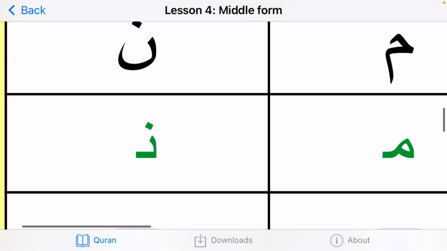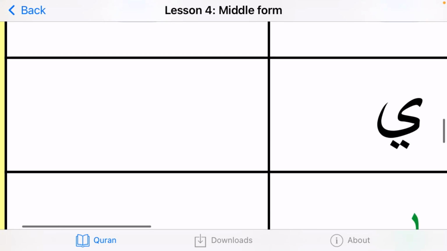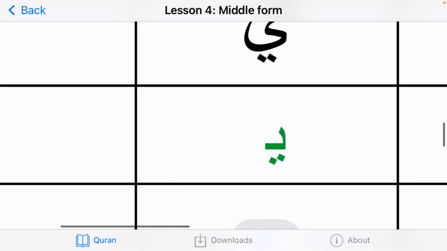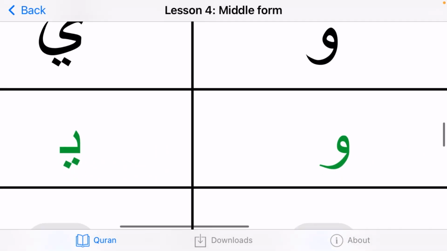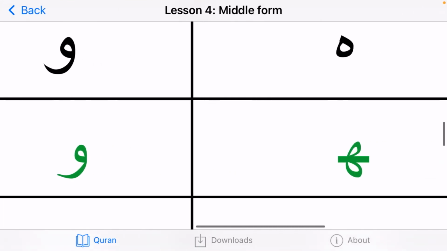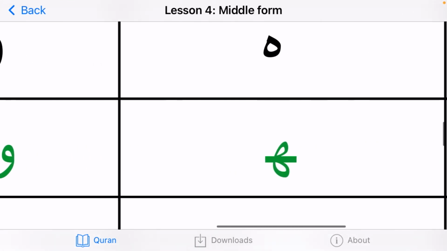Noon as well. Noon also looks like Ba, Ta, Tha, and also Ya, which we'll come to later, but they all look like this in the initial form and the middle form. As we spoke about, Ya. Wow also doesn't connect after, so Wow looks the same regardless of where it is in the word. And as we said, Ha looks different for all three situations, beginning, middle, and end.